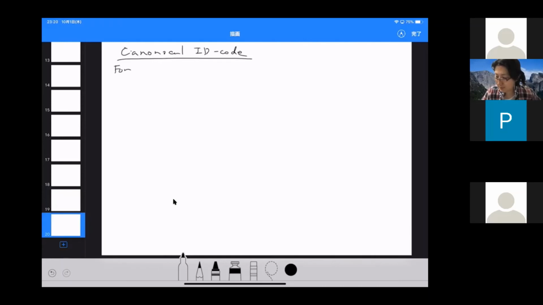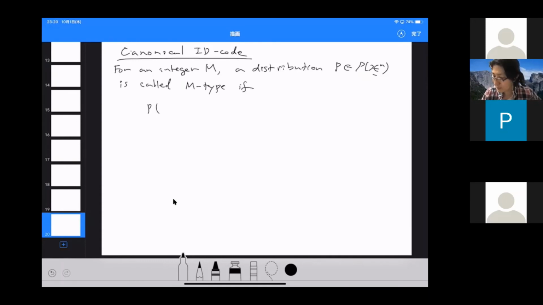So for an integer m, a distribution P on this input alphabet is called m-type if the probability of each signal is some integer multiple of 1 over m. Depending on the signal, we pick some integer. So if distribution P has this form, we call that distribution m-type.